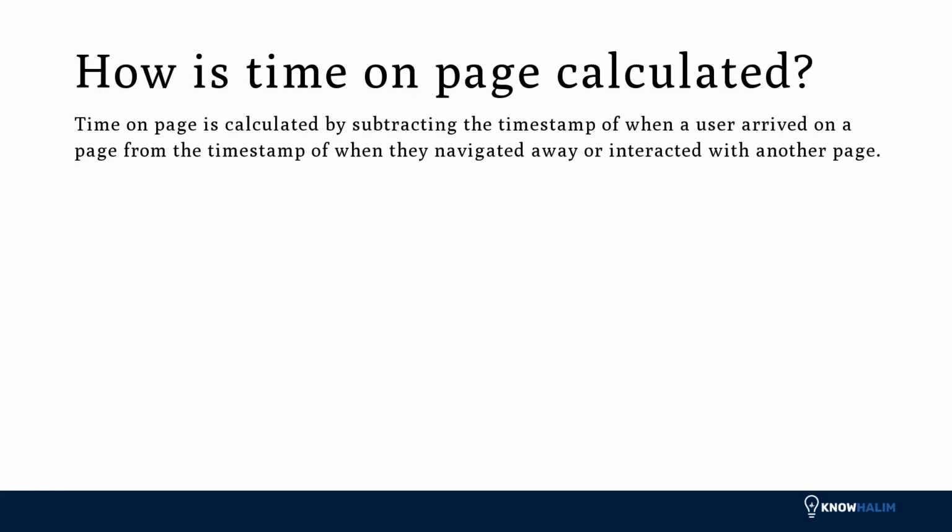How is time on page calculated? Time on page is calculated by subtracting the timestamp of when a user arrived on a page from the timestamp of when they navigated away or interacted with another page.